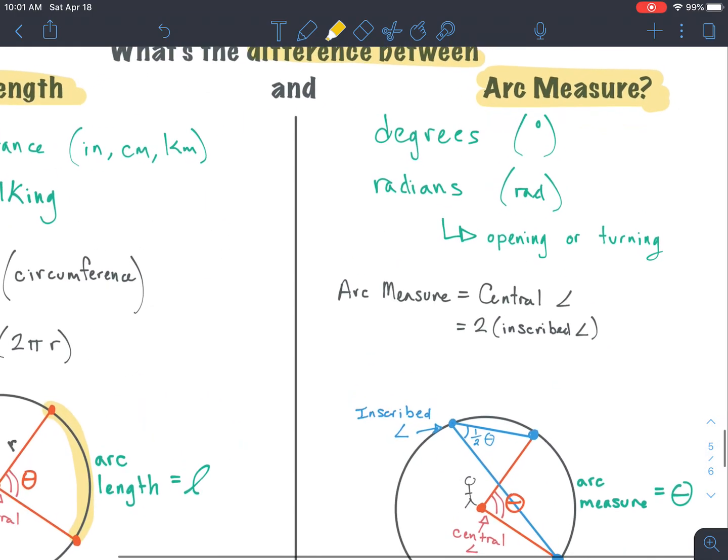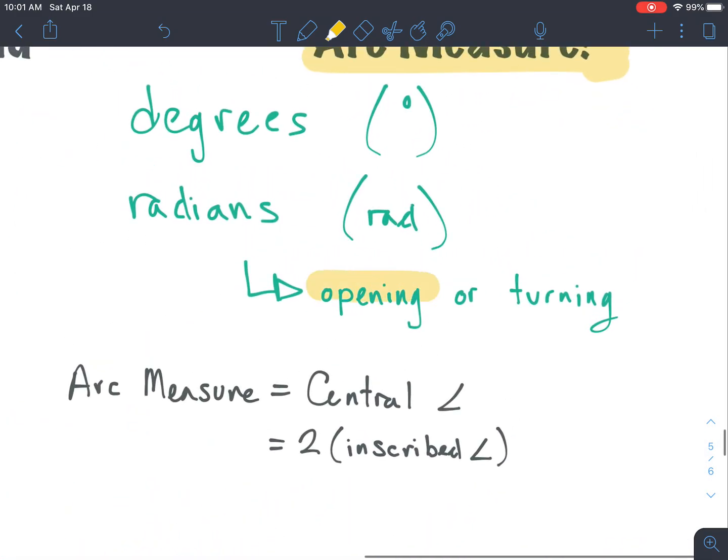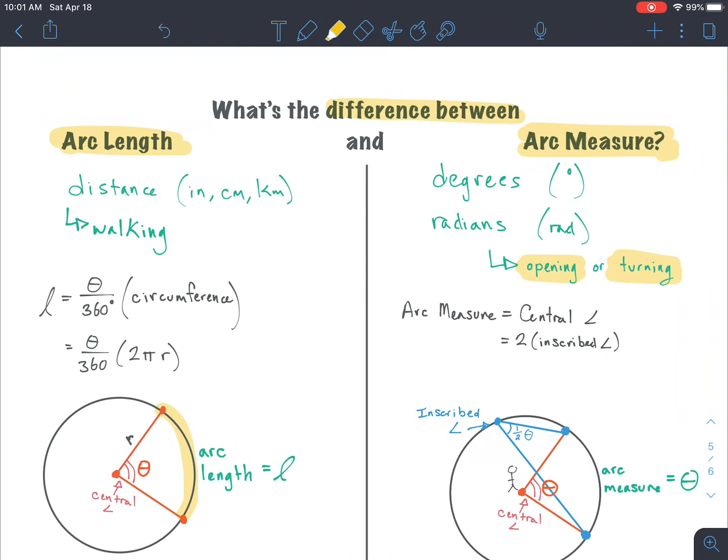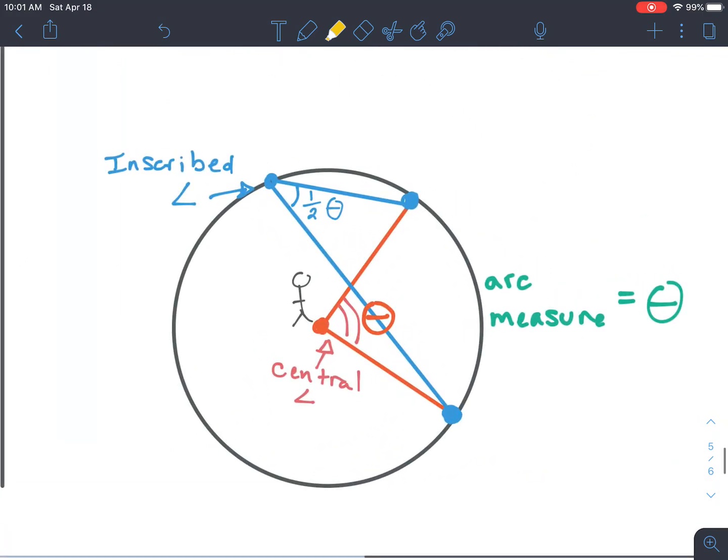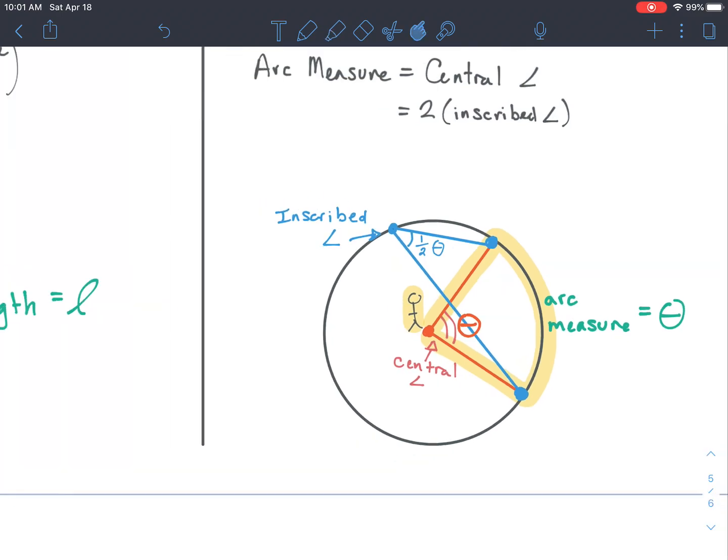You can think of distance as something that you could walk along. And the angle opening might have to do with the opening of a door or the turning of a knob. You might also think of it as the sweep of your gaze. If you are standing here at the center of this circle and you look out here and then you sweep your gaze across this distance, that would be an arc measure measured in degrees or radians.